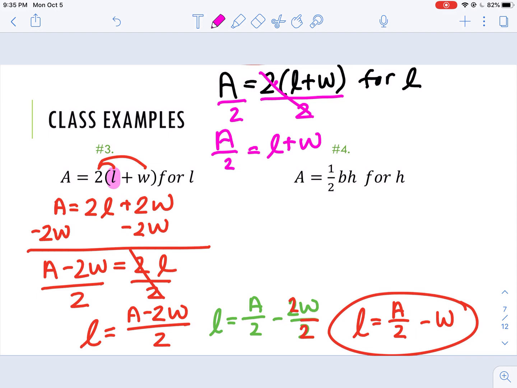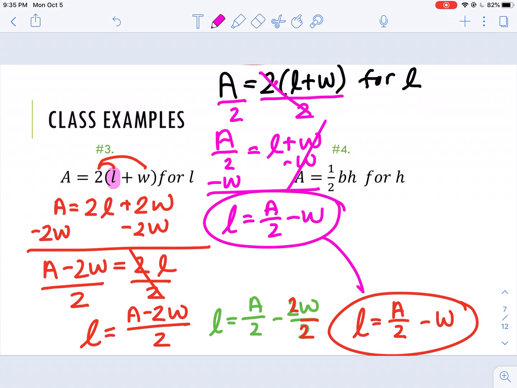Now in order to solve for L, I'm going to subtract W on both sides. I apologize, I'm bleeding into number 4 a little bit, so just ignore that. And I'm going to be left with the answer, L is equal to A over 2 minus W. And you're going to notice that we get the same answer either way. So I really challenge you today to push your thinking and try to apply a few different strategies when solving some of these problems.